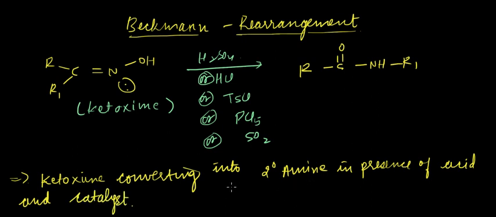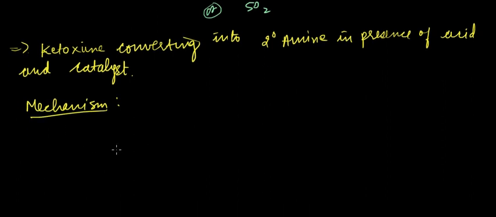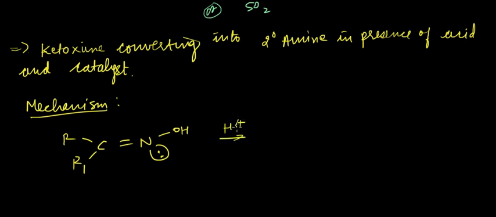Okay, so let's actually have a look at the mechanism to understand this reaction better and appreciate the product formation. So we have this as the reagent or substrate rather, R1 here and OH here. So what will happen in acidic medium first is this OH as always will attack first on the H plus, and we'll get something like this compound as the intermediate.